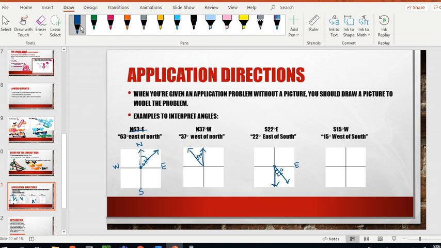South 15 degrees west, so if you're headed south and you go 15 degrees west, this is one tiny little angle right here. That is 15 degrees. It's this little angle that's right here that I'm looking at. There's your 15. Just so you know, that's how it works.